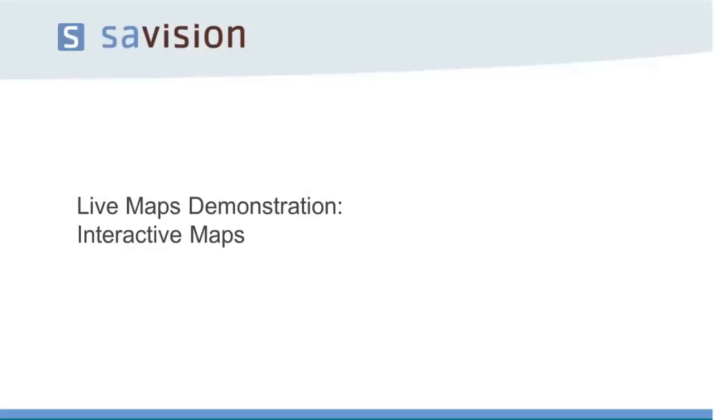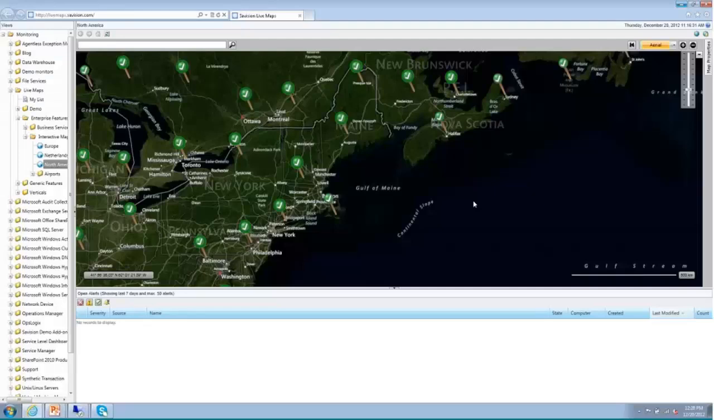Now, another item that we've added to live maps is interactive maps. We've obviously supported static geographic maps in our product, but now we've added maps powered by Bing Maps. So let's take a look at that. So here I have the Live Maps web console, and I'm looking at the eastern seaboard of the United States.